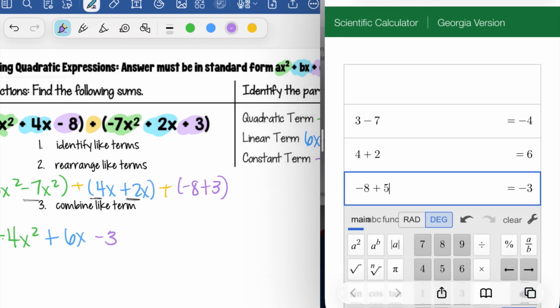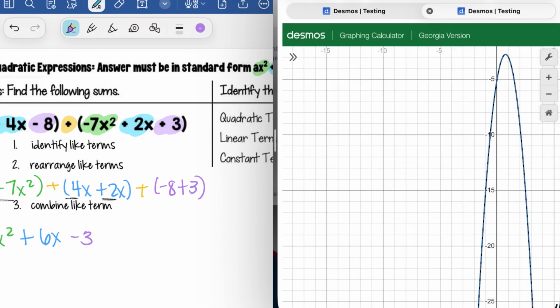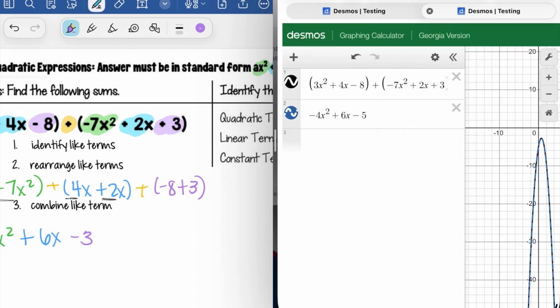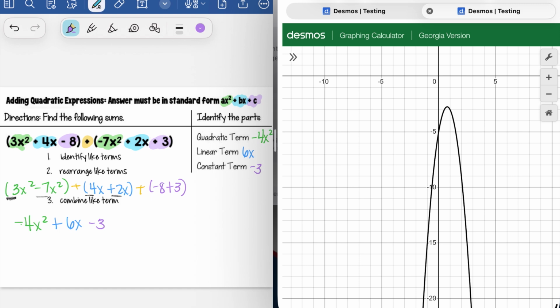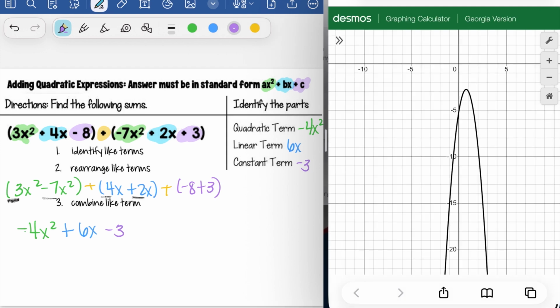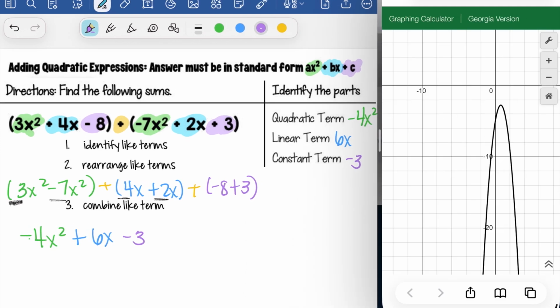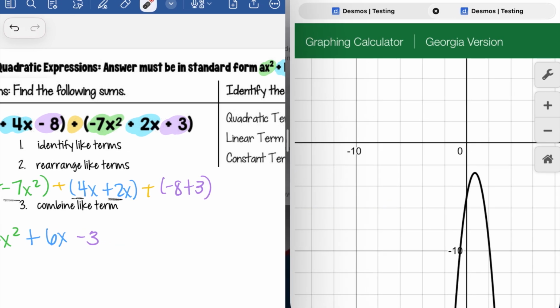So, Ms. Carter, how can I check my answer without cheating and using ChatGPT and Papa Math and all of the other things that y'all be using? I'm going to use my Desmos graphing calculator because all we're talking about is equivalent expressions. So I would know that my answer is correct if I use my Desmos calculator and when I type my answer in, it's the same parabola.